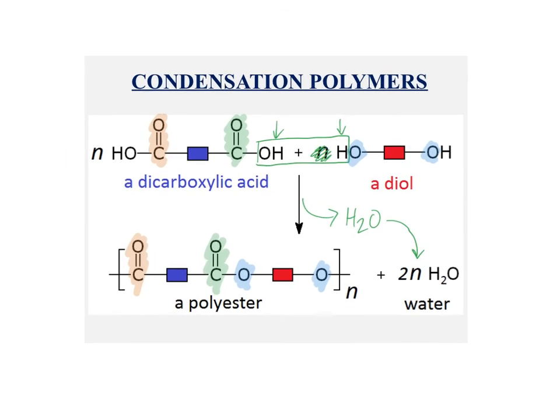So if I zoom out quickly, we've got to imagine that there's another carboxylic acid here. Okay, and again, we're going to get removal of that group. And then that's going to produce a next polyester.